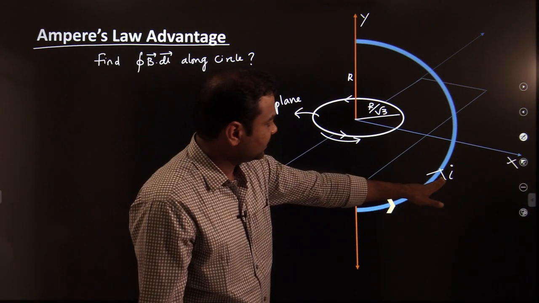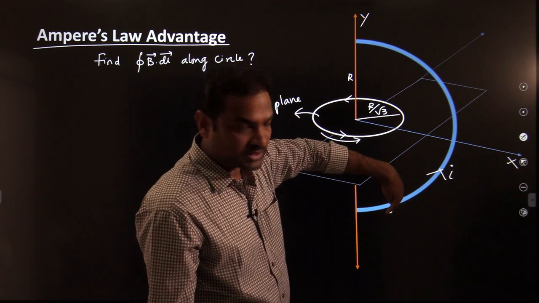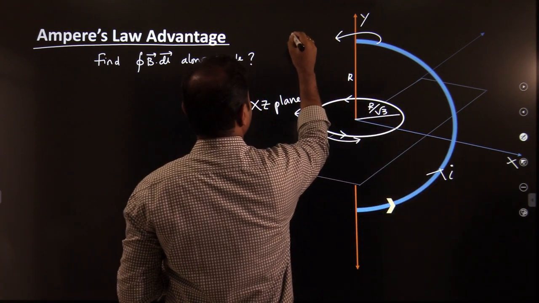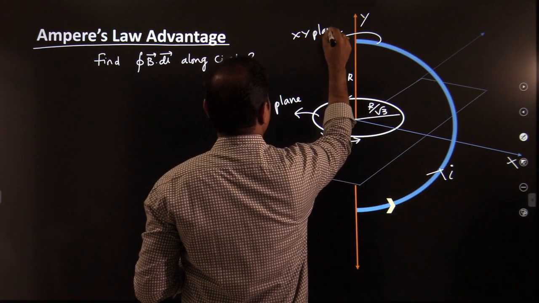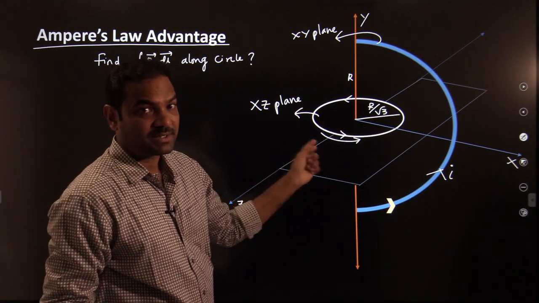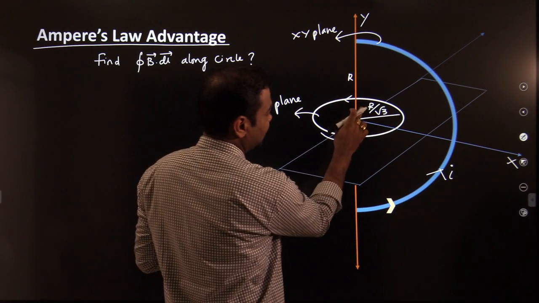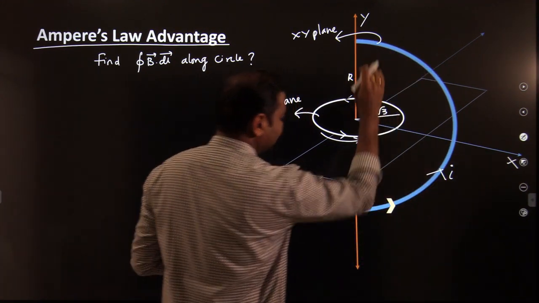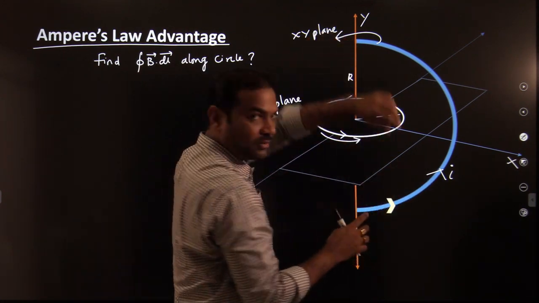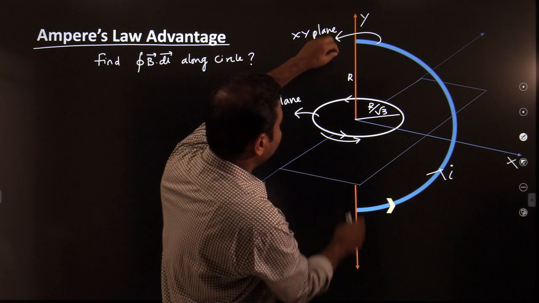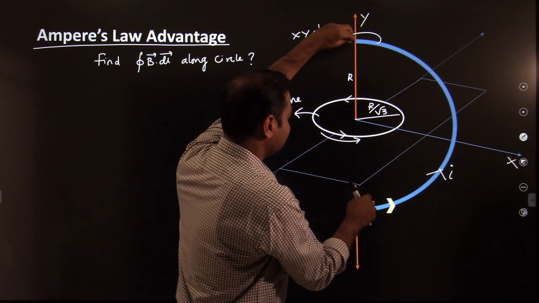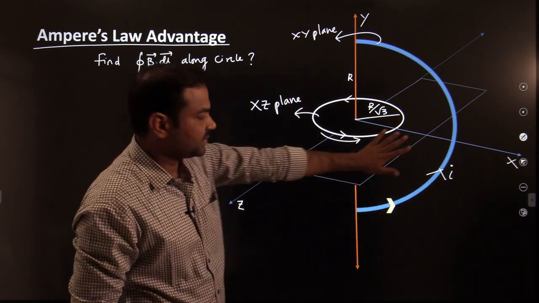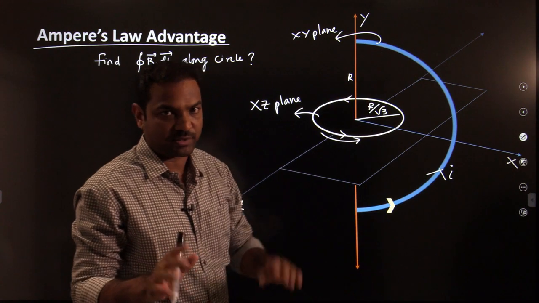The semicircular wire is in the xy plane, but the circle is in the xz plane, and the radius of the circle is r by root 3. I'm taking the current to be going in this direction. Don't think that the semicircular wire is a broken circuit. It's a part of a circuit, whose terminals will be extended from here and connected to a battery.